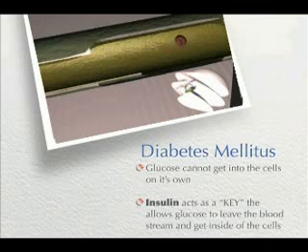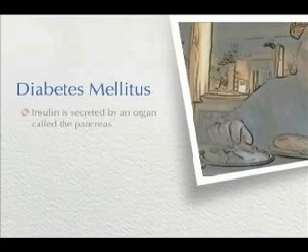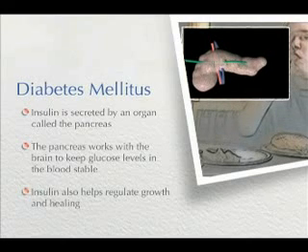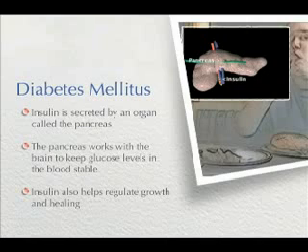Diabetes is a disorder or condition where the body does not create enough insulin. Insulin is secreted by an organ known as the pancreas. The pancreas works with the brain to keep blood sugar or glucose levels in the bloodstream stable. It senses when we eat and then secretes insulin into the bloodstream to respond to increased levels of glucose in the blood. Insulin also helps regulate growth and wound healing.